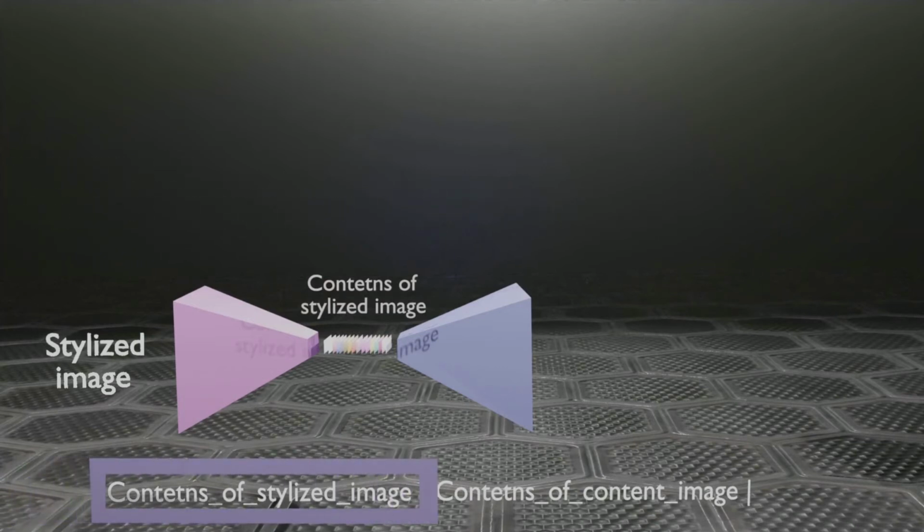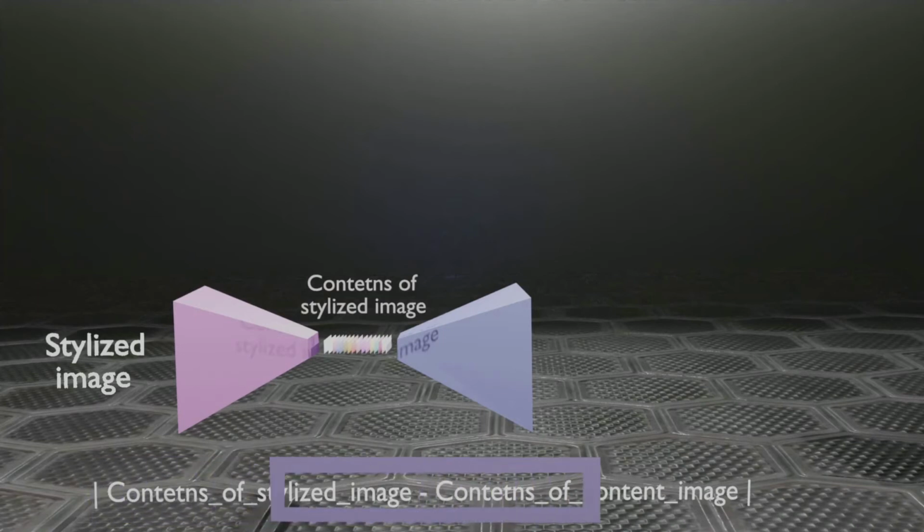Contents of the stylized image: this vector shows the contents of the stylized image made by the generator. Contents of the content image: this vector shows the contents of the input image. If we want our encoder to only preserve the content which is important for the style, then these two vectors should be the same. You must ask why.